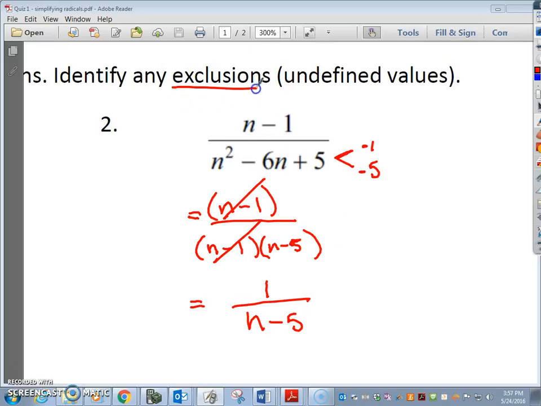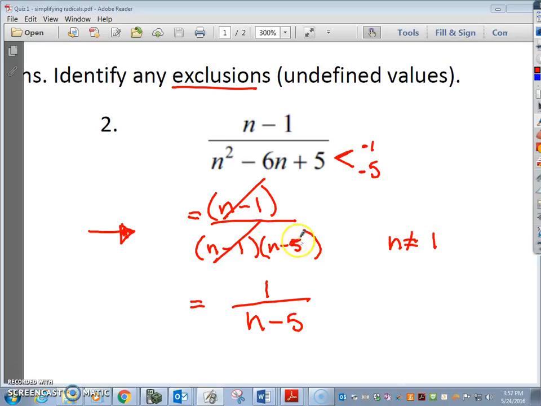Now, what about the exclusions? The exclusions happen whenever you end up dividing by 0. You're going to look at this step right here, before you cancel anything out. This bottom part cannot be 0, so what can you not plug in? From here, you cannot plug in a positive 1. 1 minus 1 would equal 0. So n cannot equal 1.